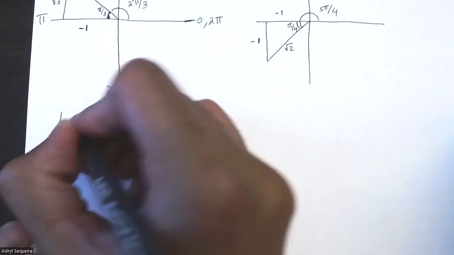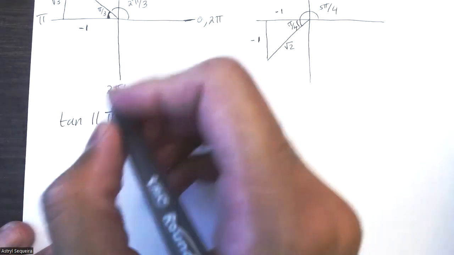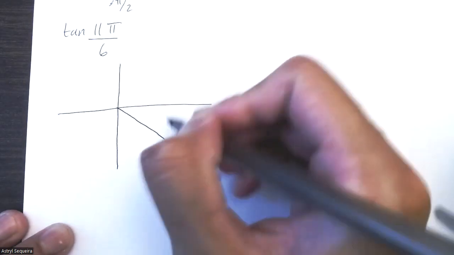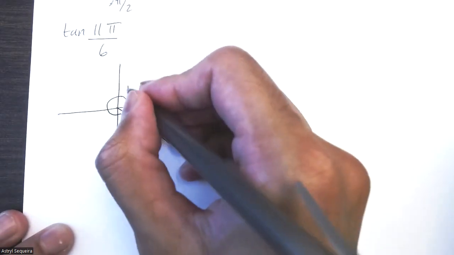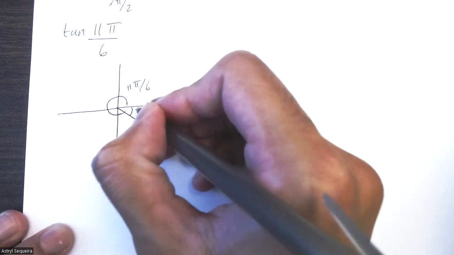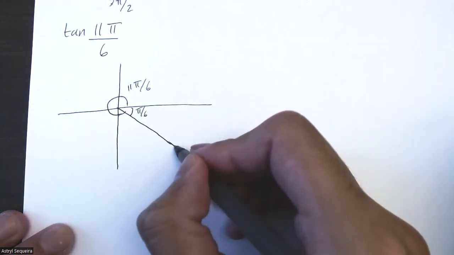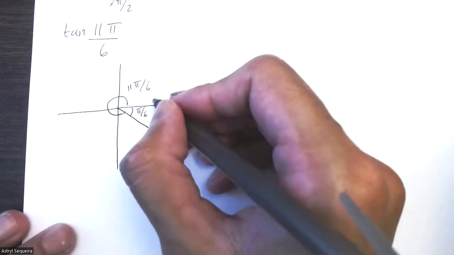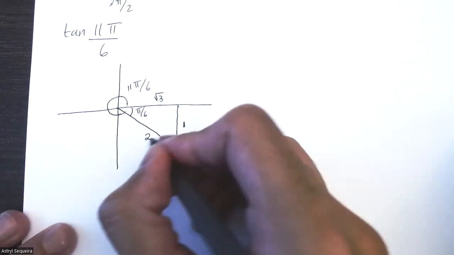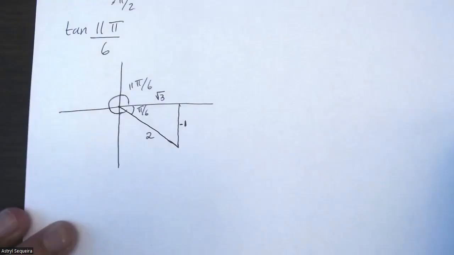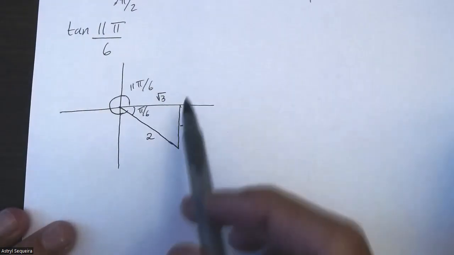Third example is tan of 11 pi over 6. So 11 pi over 6 is in my fourth quadrant, slightly less than 2 pi. There's my angle right there, 11 pi over 6. If I do 2 pi minus 11 pi over 6, I'll get pi over 6 as my acute angle. I know opposite of pi over 6 is 1, adjacent to pi over 6 is root 3, and then the hypotenuse is 2.